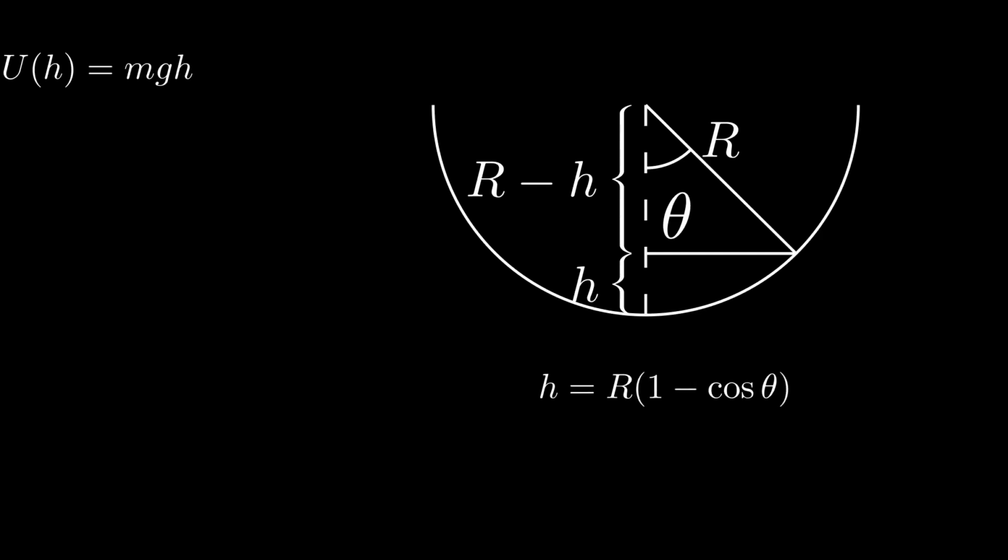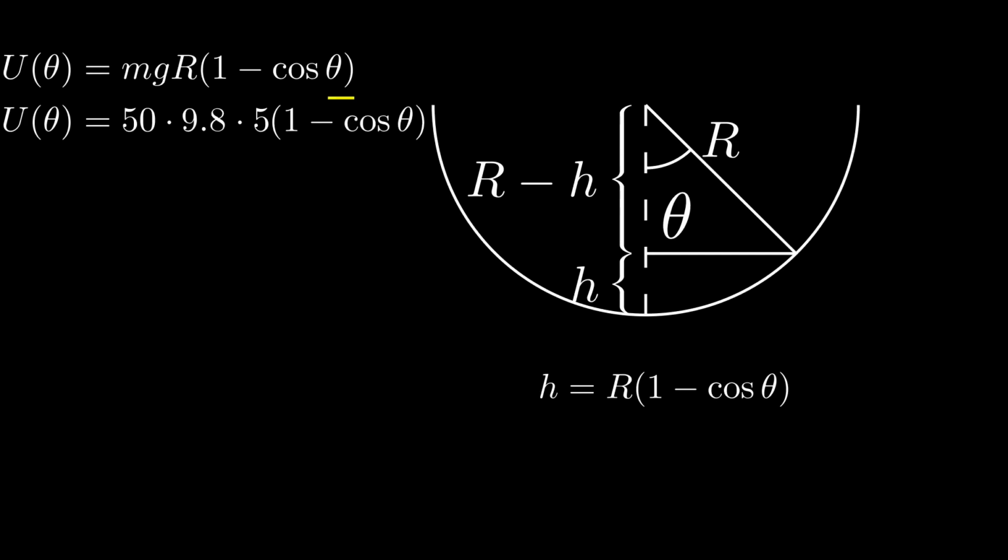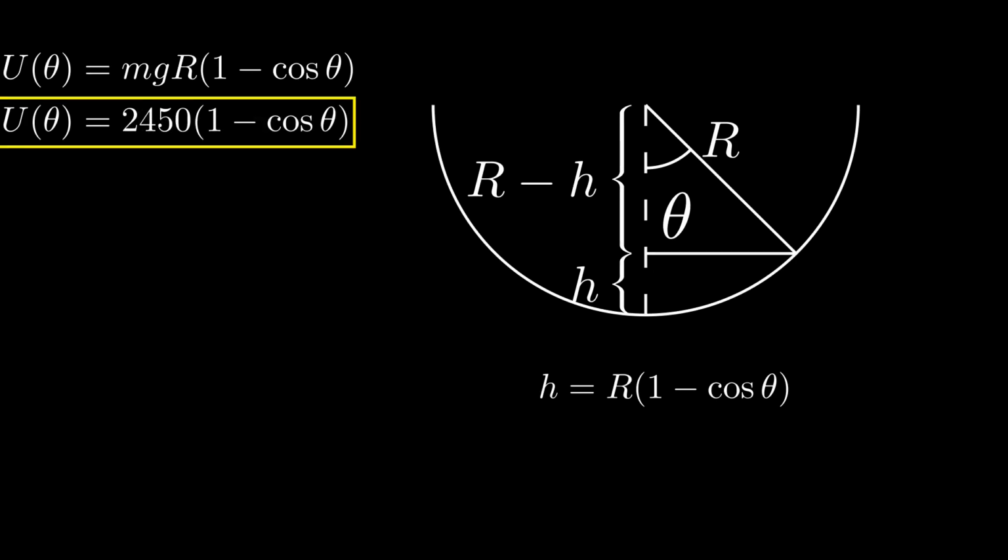We can now substitute this h into our original potential energy expression to get potential energy as a function of theta, which is U of theta equals mgr times 1 minus cosine theta. Using a gravitational acceleration of g equals 9.8 meters per second squared, a mass of m equals 50 kilograms, and a radius of r equals 5 meters as given in the problem statement, we find that the potential energy as a function of position is U of theta equals 2,450 times 1 minus cosine theta.